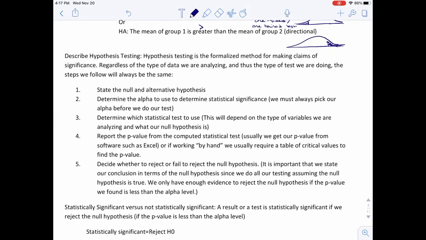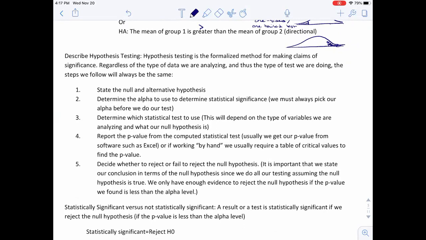Hypothesis testing, right? Just a set of rules that we follow, and these steps will always be the same. Regardless of what we're testing or what our research question is, we're going to state our null and alternative hypothesis. Next thing we're going to do is pick an alpha level, a significance level.